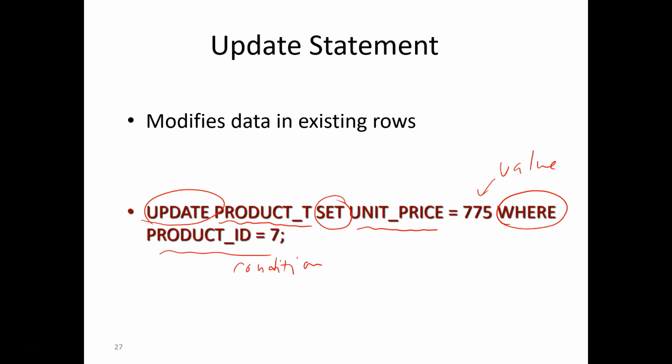We are changing the unit price to 775 and replacing whatever the unit price was. So that's the syntax of the update statement. Okay, what if you don't put the where clause here? What will happen? It will update every record in the product table and set the unit price all to 775. So that's again the same thing as with the delete statement that you need to pay attention to. If you don't want to update all the records, then make sure you have a where clause here. If you forget to put the where clause, it's going to update everything in the table.